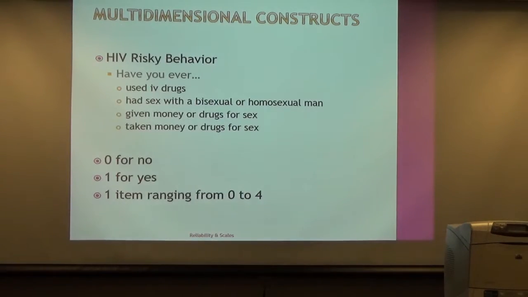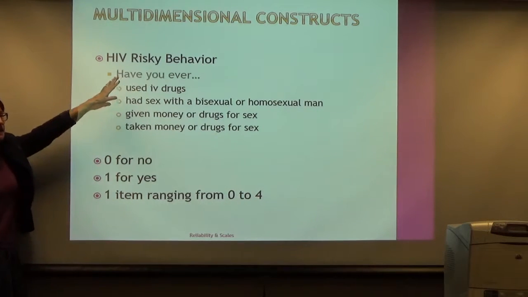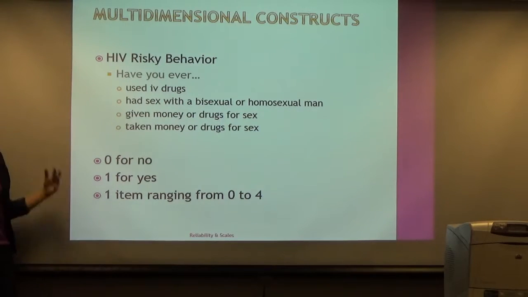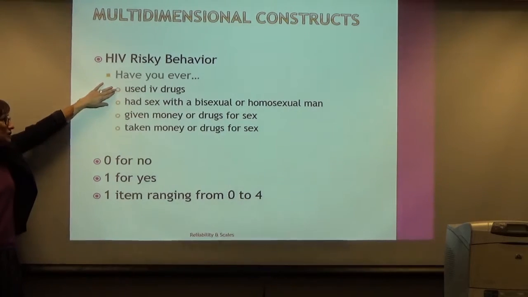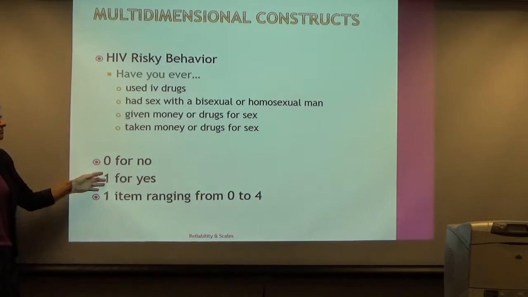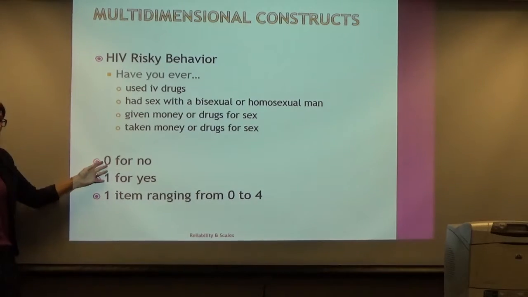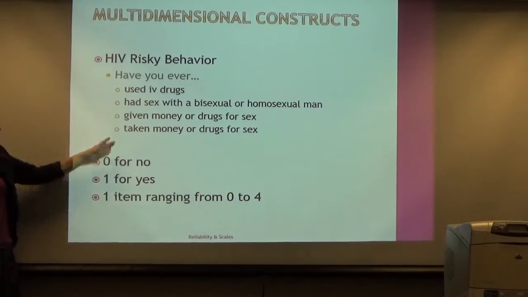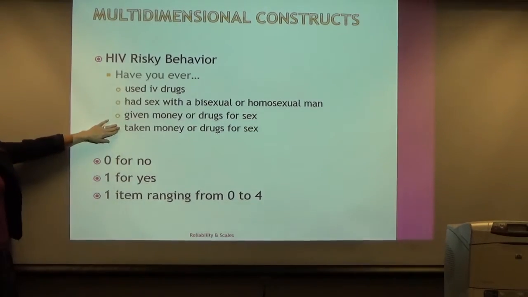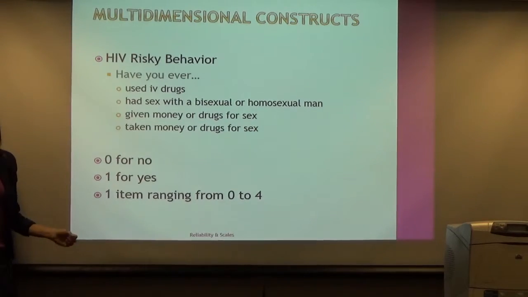About that. Okay, so here are some other samples. So HIV risky behavior is my construct. It's measured by asking people in my survey, have you ever used IV drugs, yes or no? Have you ever had sex with a bisexual or homosexual man, yes or no? Have you ever given money or drugs for sex, yes or no? Have you ever taken money or drugs for sex, yes or no?